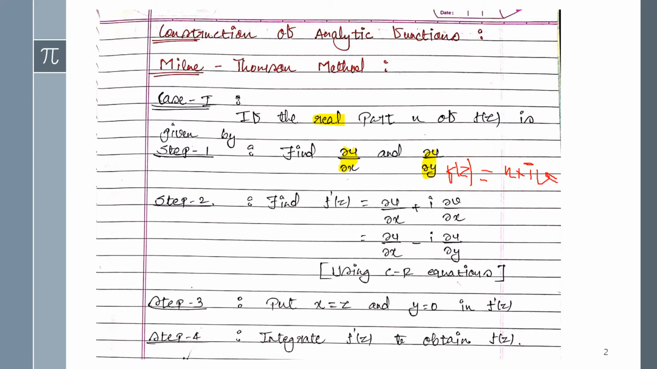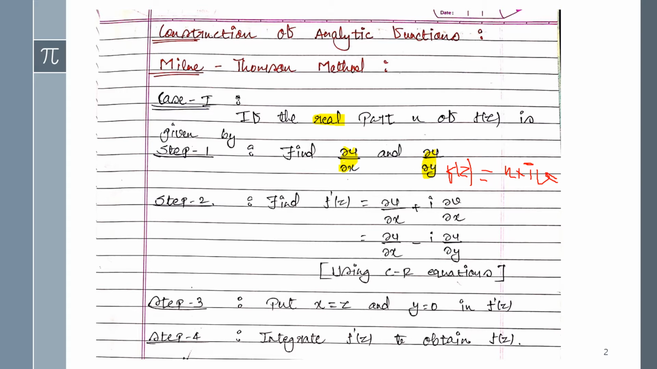So f dash z will definitely be del u by del x plus i del v by del x, as we are doing with respect to x. And if we do it with respect to y, then it will be del u by del y plus i del v by del y. Right now we are just doing with respect to x only. Now you have to apply the CR conditions.